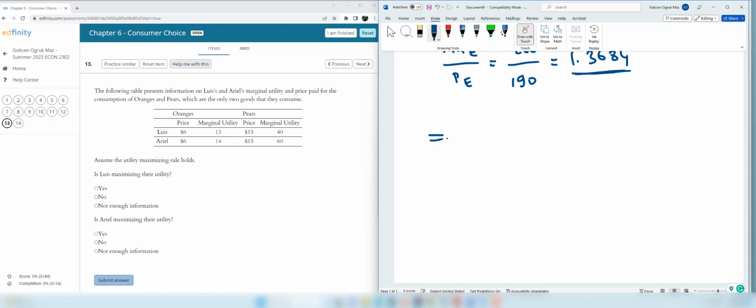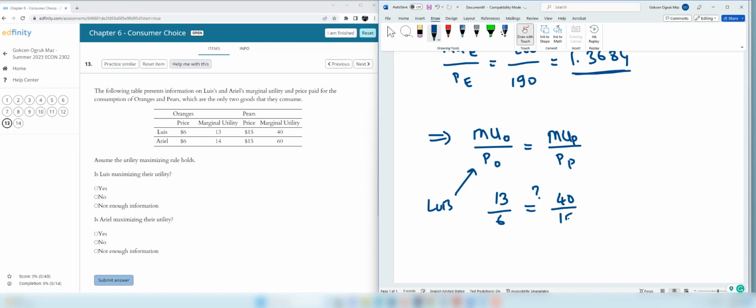So let's remember the utility maximizing rule. It should be the case that marginal utility that the person gains from consuming oranges divided by price of oranges is equal to marginal utility gained from pears divided by price of pears. So let's calculate this equality for Louis. Marginal utility from oranges is 13, price is 6, and we want to know whether this is equal to marginal utility from pears, 40 divided by 15.